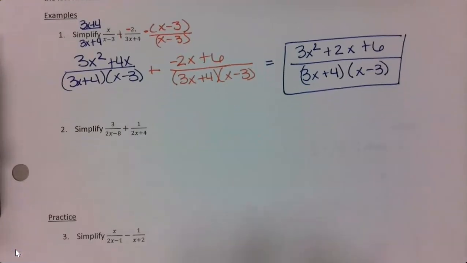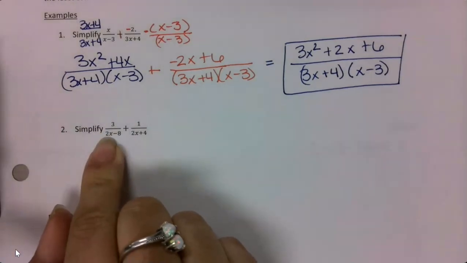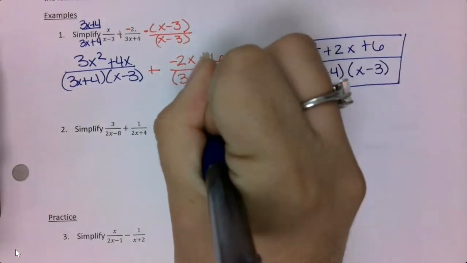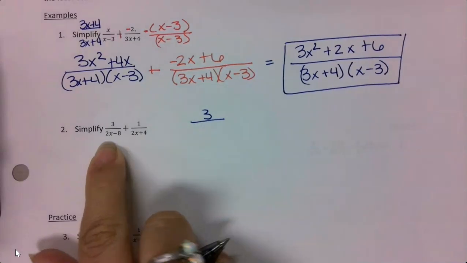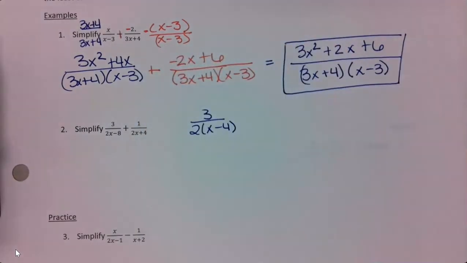Okay, so on number 2, it's adding, but if I take a look at my denominators, I can factor these a little bit before I get started. So I am going to do that. On my first denominator, I can pull out a 2. So I'm going to have x minus 4 in parentheses, because I divided both of those terms by 2.